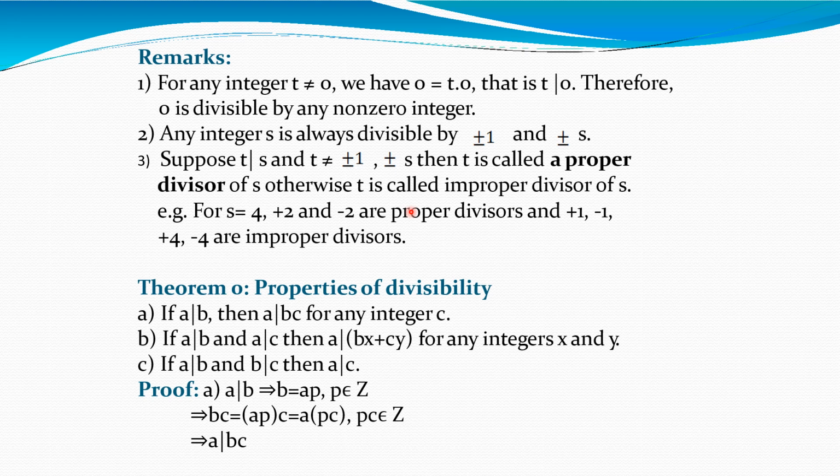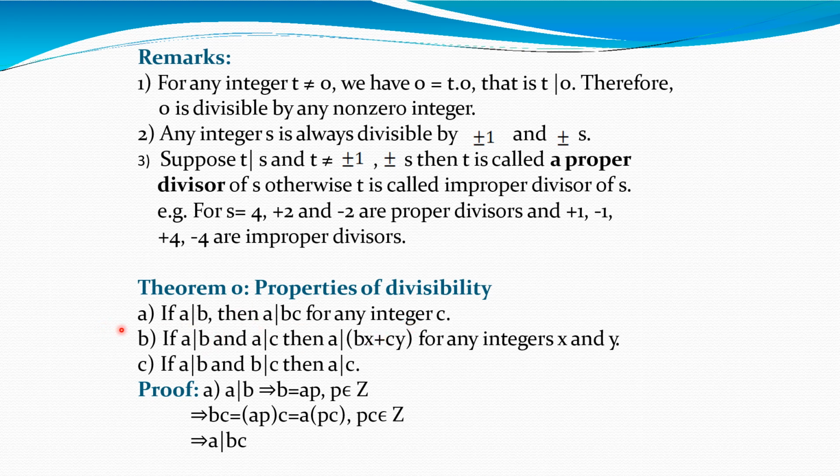For example, for s equal to 4, plus 1, minus 1, plus 4 and minus 4 are always divisors, which are known as improper divisors. Then plus 2 and minus 2 are different from these divisors, so they are considered proper divisors of s. So these are some important remarks. Now see the theorem, properties of divisibility. These are very simple results.